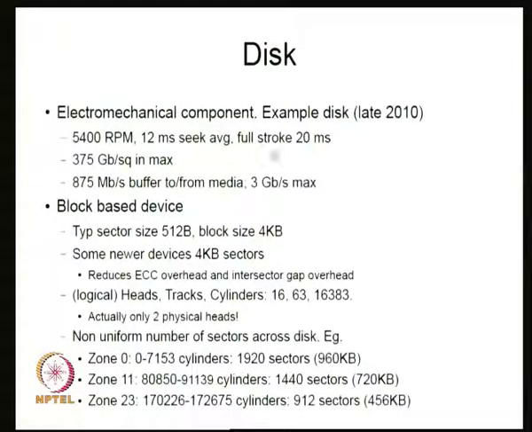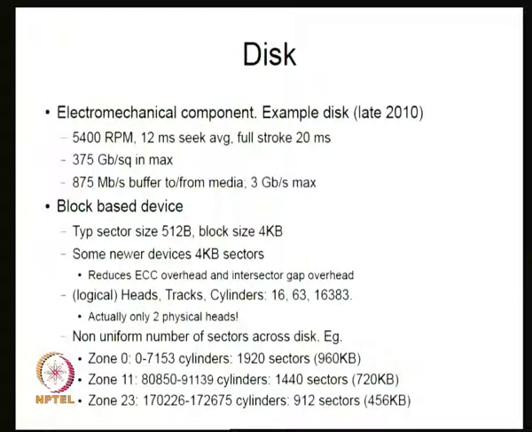What is called full stroke means you go from one extreme end to the other extreme end. That's full stroke, the 20 milliseconds. There are of course some minor differences. Actually, it turns out read takes slightly less than write, for example. In this disk, write takes 13 milliseconds, not 12, because writing is a slightly more involved operation. So for that reason, it takes 1 extra millisecond.